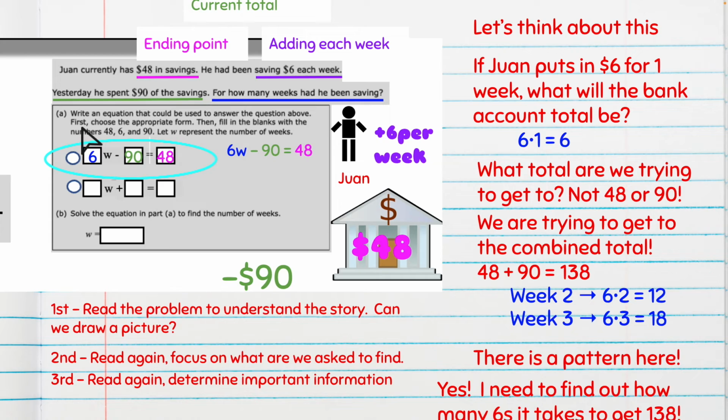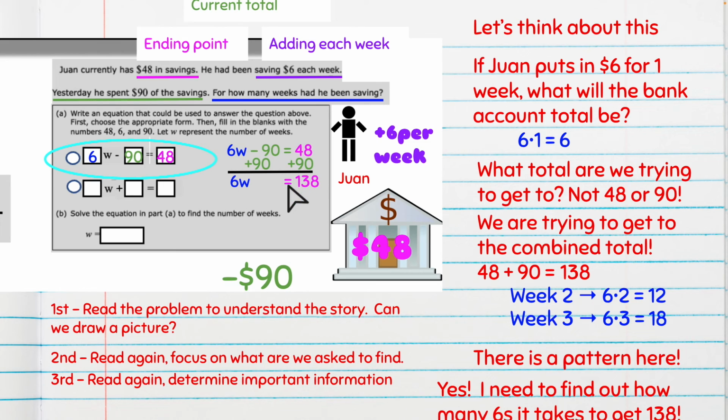So now I'm going to look at this and go, okay, well, it's 6W minus 90 equals 48. And I want to know what is W. How many weeks did he save to get this amount? So we're going to add 90 to both sides because I want to undo that subtraction. I want to know what did he have saved before he spent the $90. So we're going to add that to both sides. So 6W comes down. Negative 90 plus 90 cancels out. Any number minus itself is 0. 48 plus 90, well, there we go. We get the 138. So this is how much he had before he spent any money.